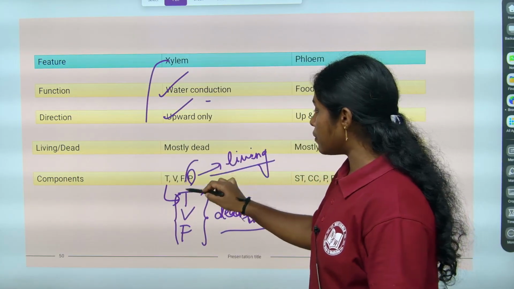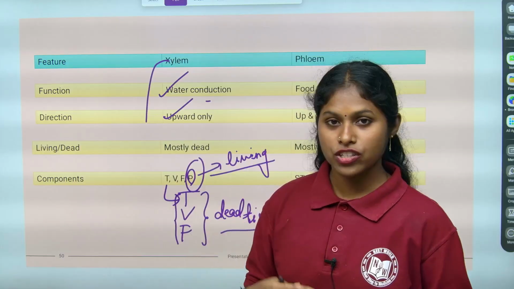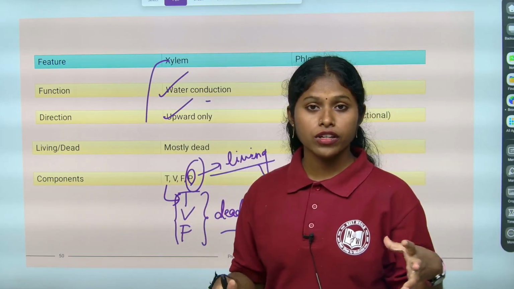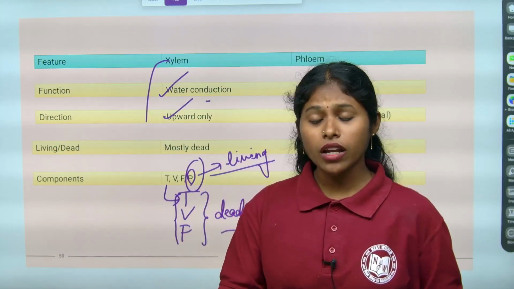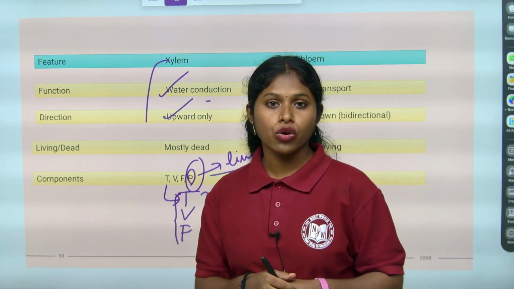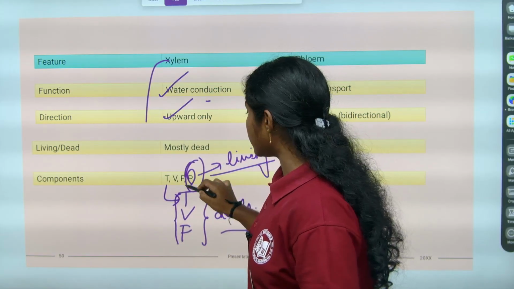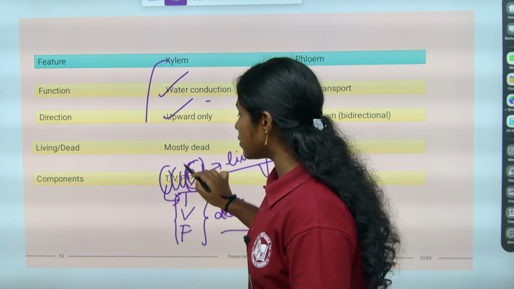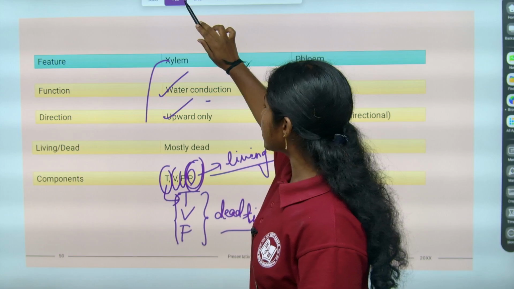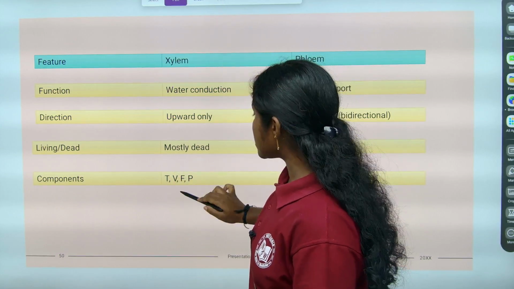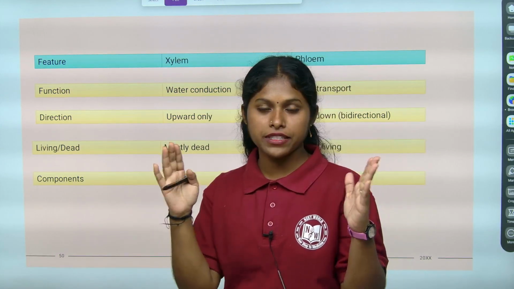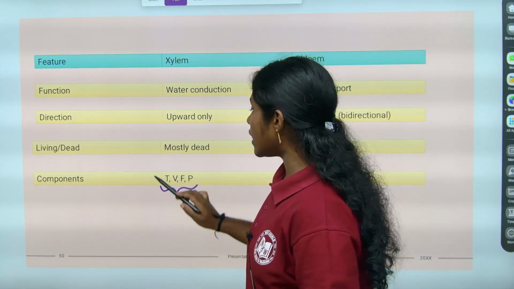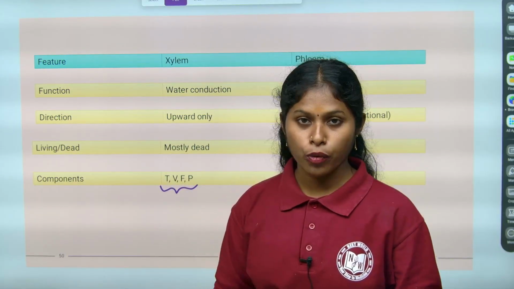Xylem parenchyma is involved in the healing and regeneration of the plant. Whenever the vascular tissue is damaged, the xylem parenchyma comes into the picture. So tracheids, vessels and fibers are dead tissues. Tracheids are the pipes, and what are the vessels? Vessels are also pipes. They are wider pipes than the tracheids. Okay.